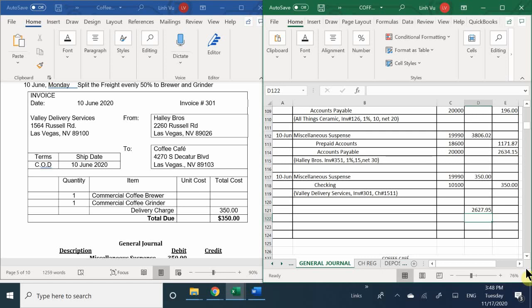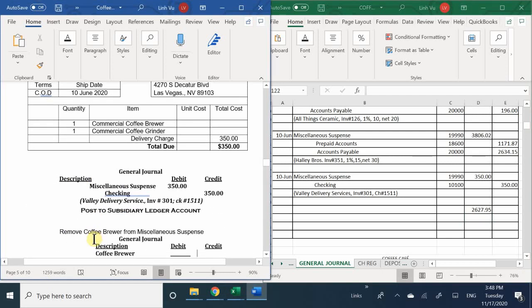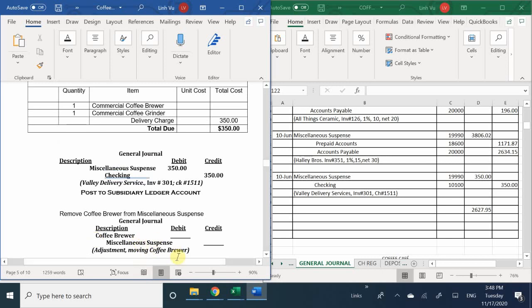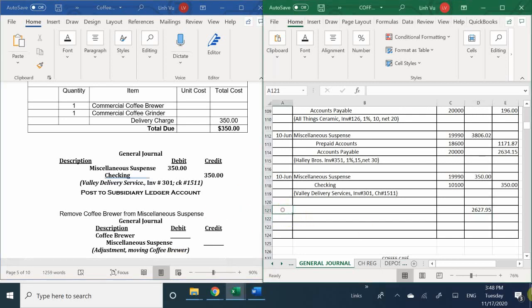So 2627.95 is how much you're going to be taking out. And because we're taking it out of miscellaneous expense, we're going to credit the account, decreasing it, because we're moving it from one account to another. So first I'm going to debit my coffee brewer account because I increased my asset. I gained a coffee brewer, so I need to move it into its proper account. And because right now it's sitting in miscellaneous expense, I need to move it out. So miscellaneous expense.